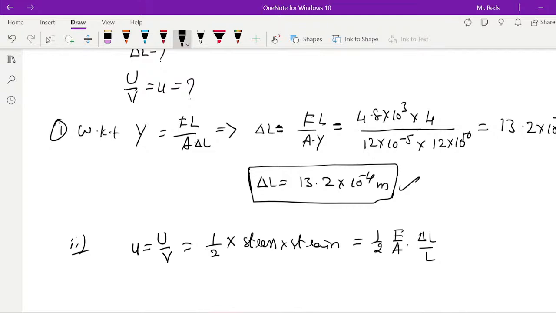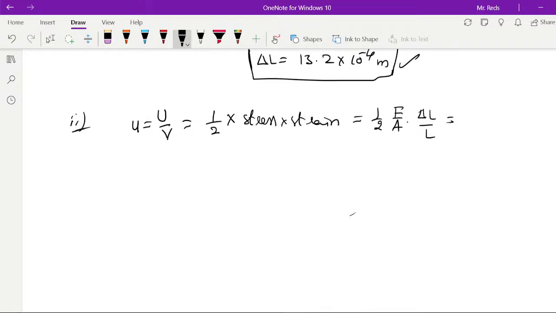So by substituting them, we will get it equal to half into the force, whose value given here is 4.8 × 10^3 Newton, and the area is 1.2 × 10^-2 centimeters square. After converting, what we have got is 1.2 × 10^-4, or 12 × 10^-5, into delta L, which is 13.2 × 10^-4, by L. What is the original length? 4 meters.